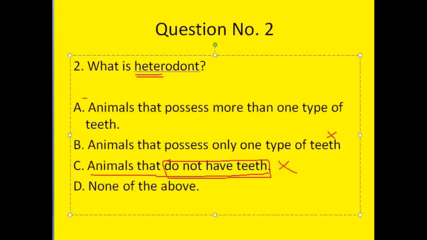So the correct option for this question is animals that possess more than one type of teeth. So the answer for what is heterodont: animals that possess more than one type of teeth are called heterodont. Okay. Next, we are going for the third question.